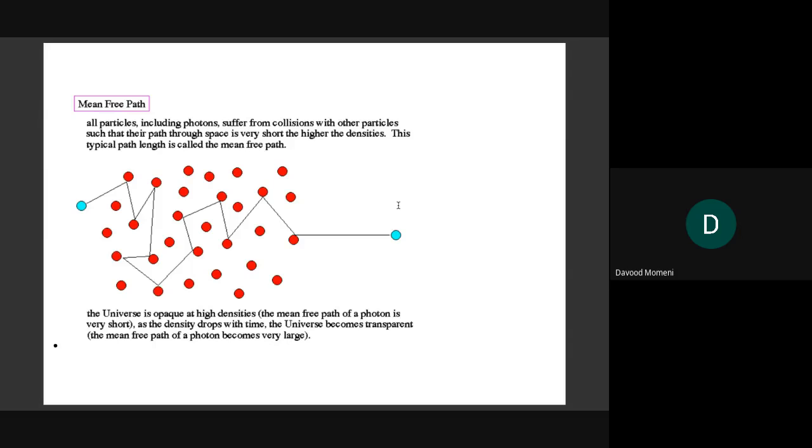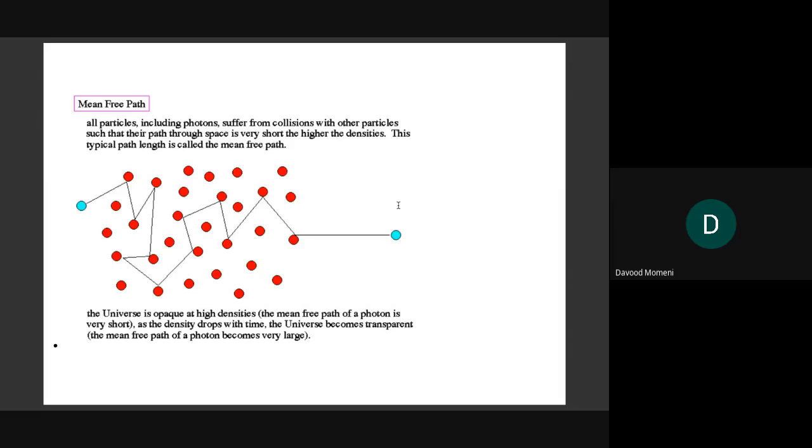If the density of the particles decreases, for example if you're talking about the particles in the universe, then the universe turns into something like a transparent system. So the mean free path of the photons can be very large if the density is low, but the density of the universe is not very low. So basically the photons have a mean free path of very tiny numbers.